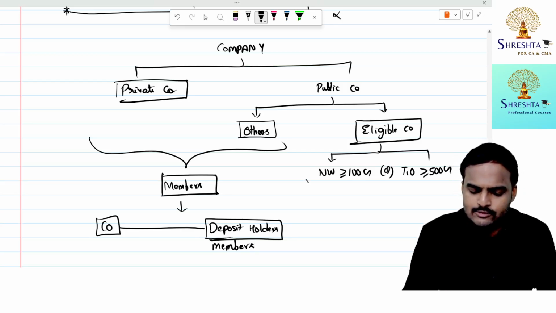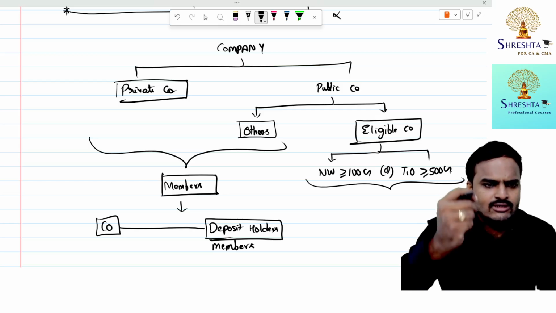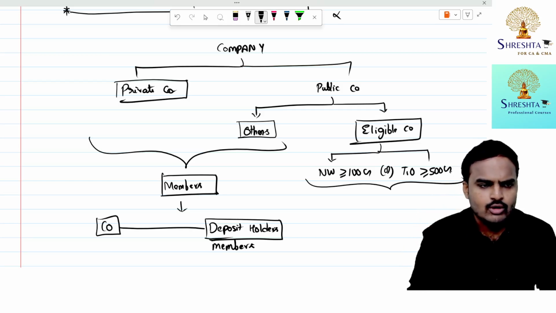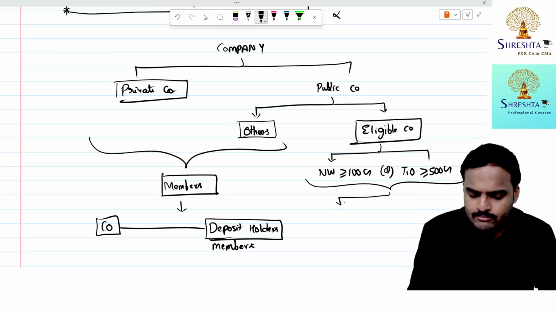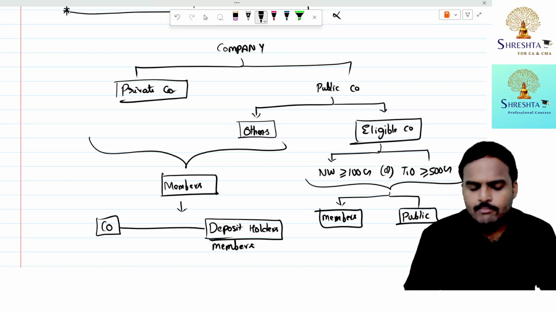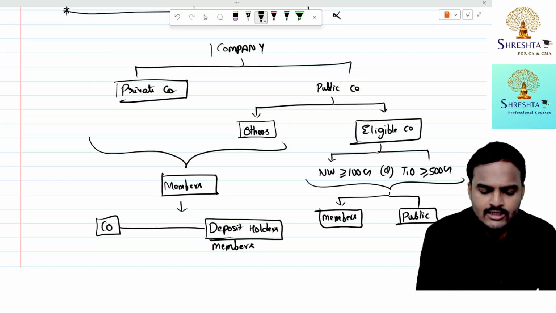Now coming to the eligible company, a public company having net worth 100 crores or more, or turnover 500 crores or more, it can accept deposits from both members as well as non-members. Non-members is nothing but the public. Are you all getting my point, students? Everyone.